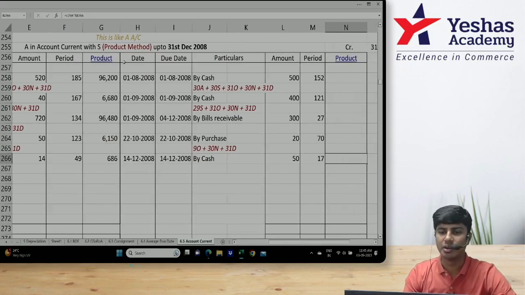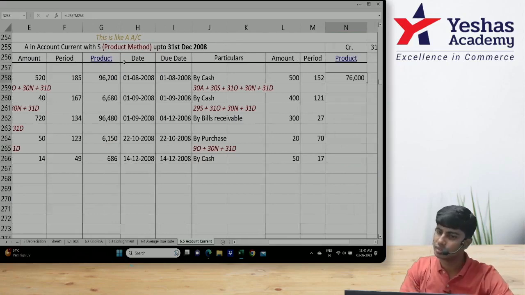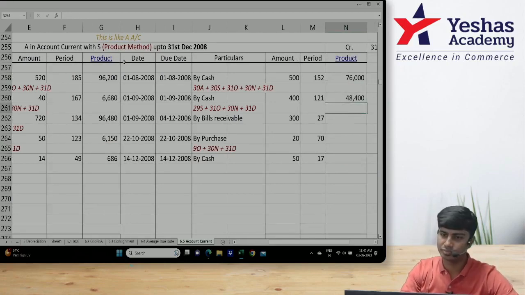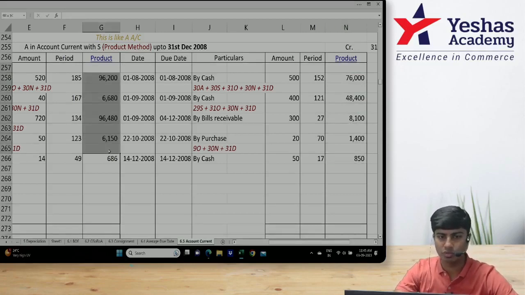686. Here 500 into 152. 400 into 121. 300 into 27. 20 into 17. 50 into 17. Now tell me, on which side is the total more? How much?